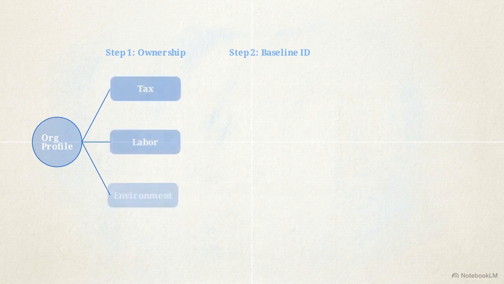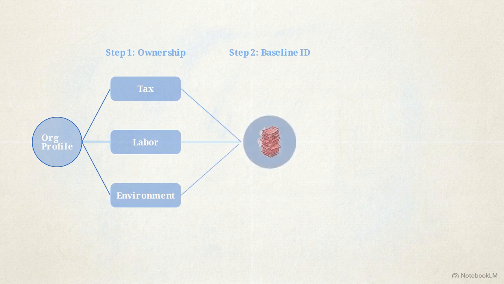We build that framework starting with Step 1, ownership, and Step 2, baseline identification. For every category of law, tax, labor, environment, there must be a designated owner. That individual must hold a signed statutory applicability register, detailing exactly which laws apply to their operations.